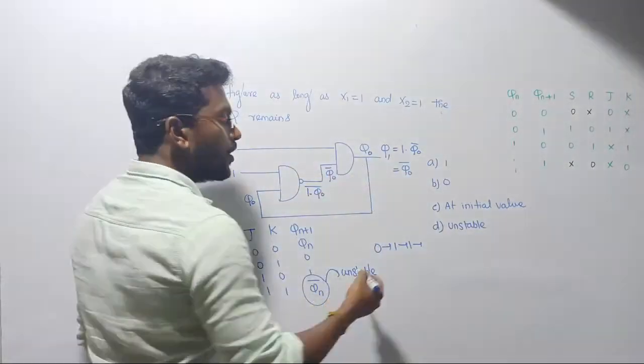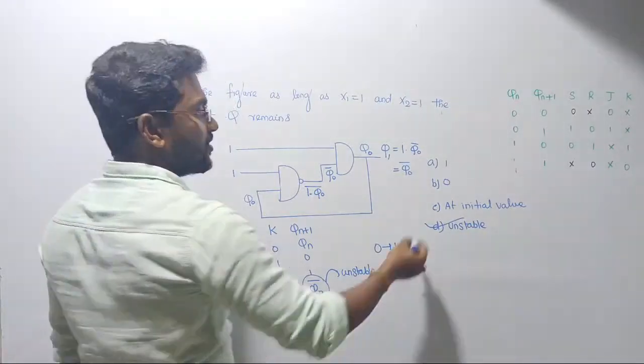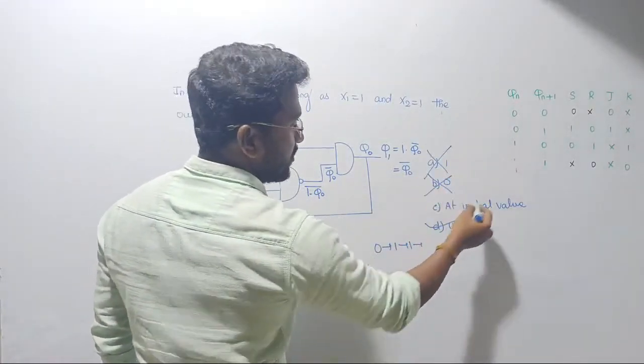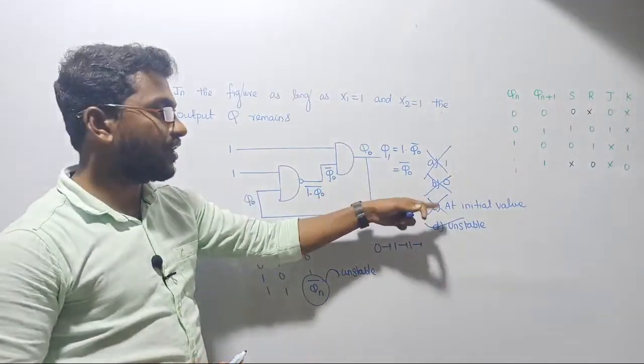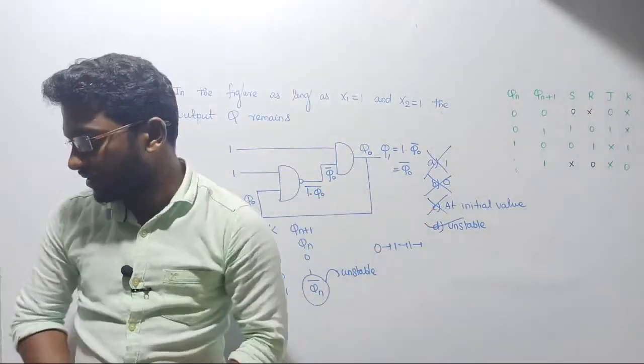Toggling state is what? Unstable state, right? It is neither 1 nor 0. There is no initial value. Initially if we assign 0, it comes back as the complement, the same value does not come. So the correct answer is unstable.